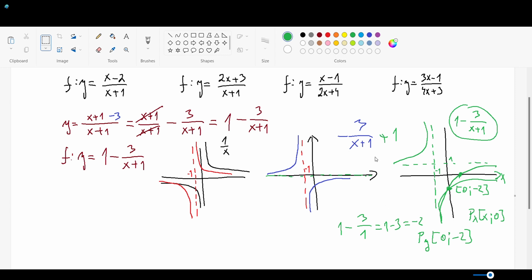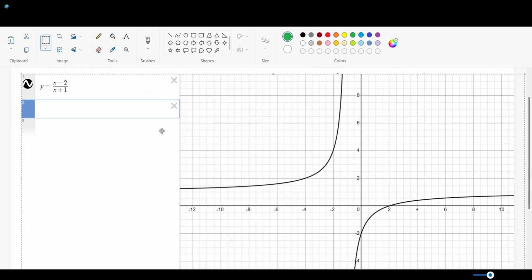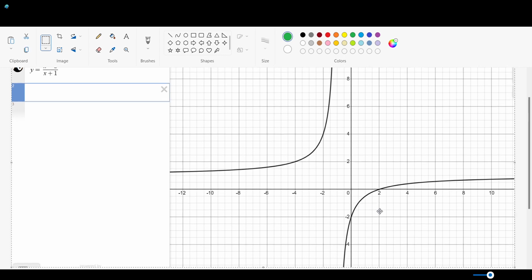Let me do the print screen of the function and the evidence. So this is it. I'll now share it really quickly. As you can see, this is our function we were talking about, and this is the chart. As I said, I was right. The passing point is 0, -2, and if you calculate the second intercept, you will find that its coordinates are 2 and 0.